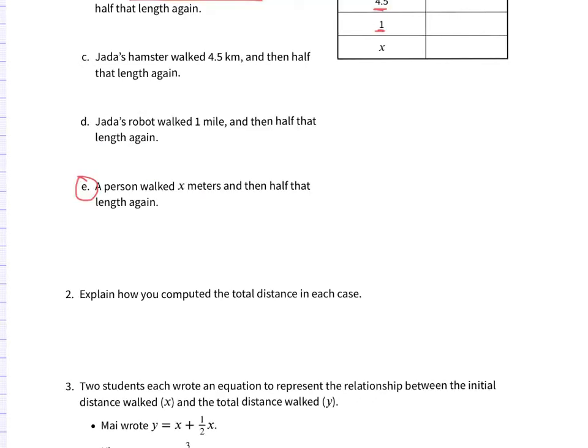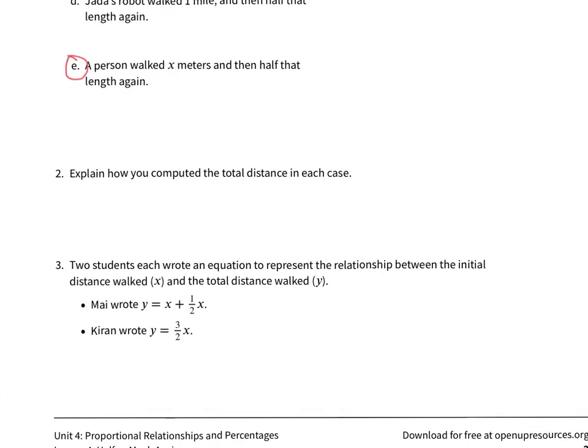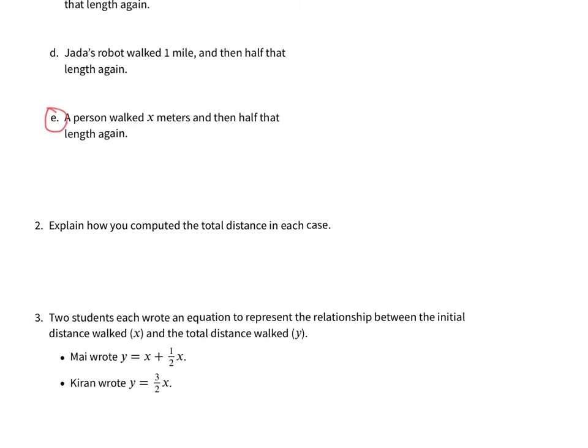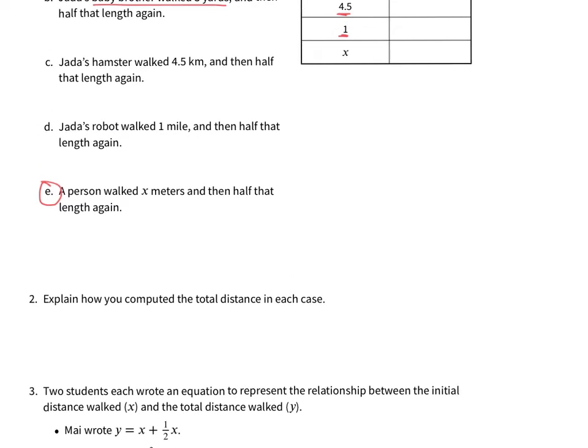And then when you're finished, question 2 asks you to explain how you computed the total distance in each case. So give me an explanation. What did you do in your head to calculate each of those distances? Question 3 is asking about two students who each wrote an equation to represent the relationship between the initial distance walked, x, and the total distance walked, y. That would be our last line here.